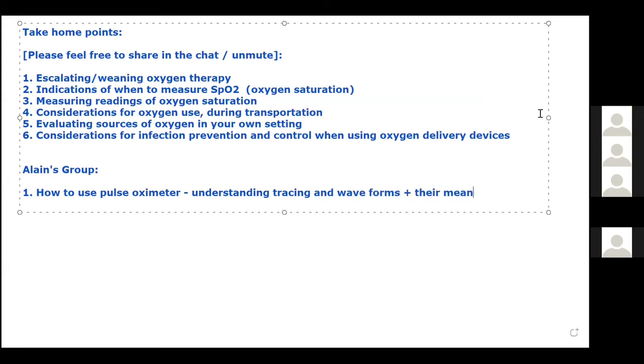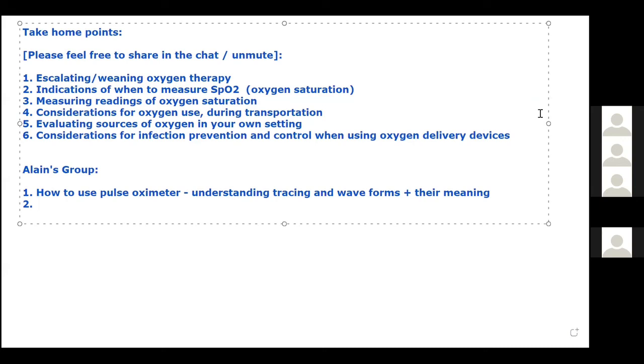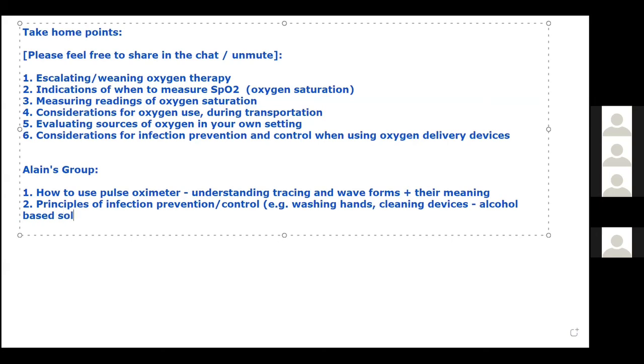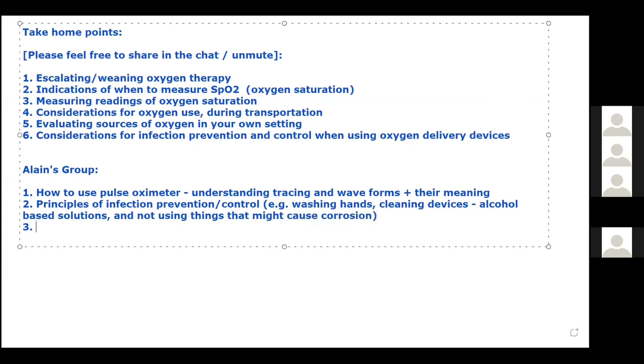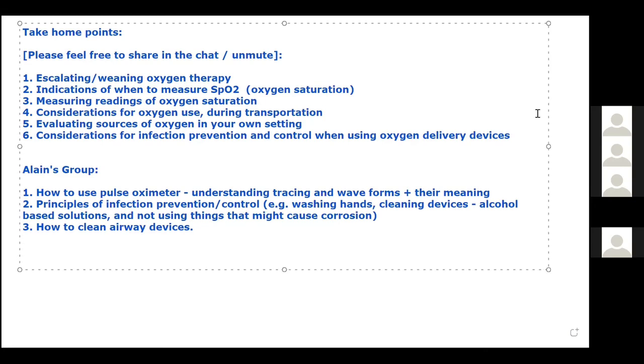He was also happy to help us remember some principles of infection prevention and control as you are using this pulse oximeter and moving from one patient to another. So, clean our hands, clean the device, also think about using an agent like alcohol-based, and pay attention not to use things which can cause corrosion. And the last point that he brought out was about how to clean airway devices. He was about to explain it, but we went back to the main group.